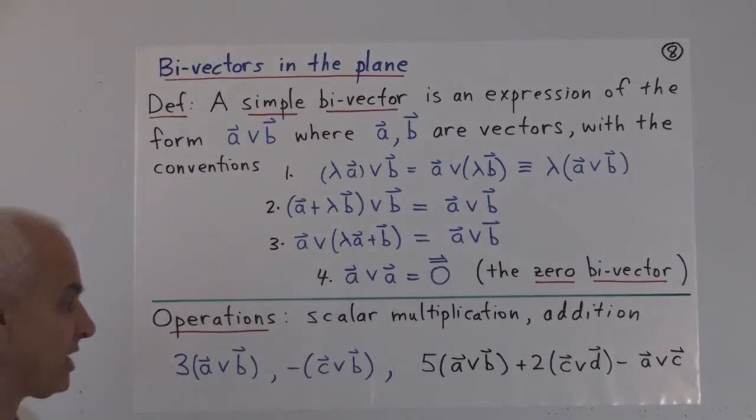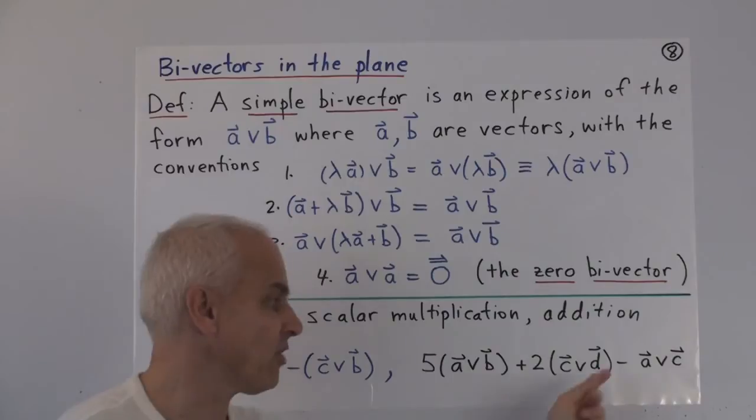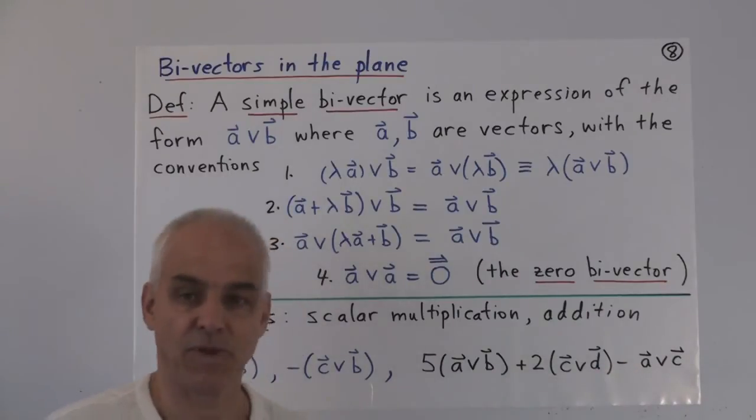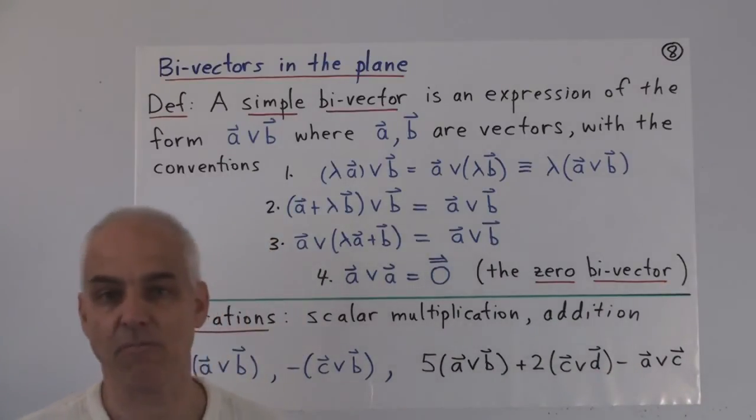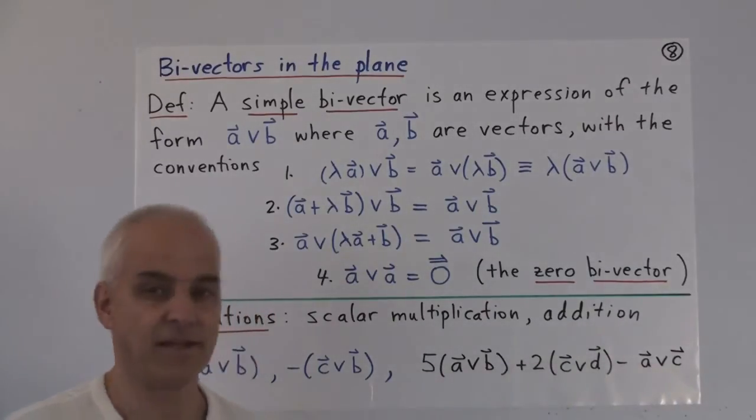But we can do more elaborate things. We can combine different ones. So we could take 5 times this bivector plus 2 times this bivector minus this bivector. We can form linear combinations of bivectors, or the simple bivectors, and we'll call such a thing still a bivector.